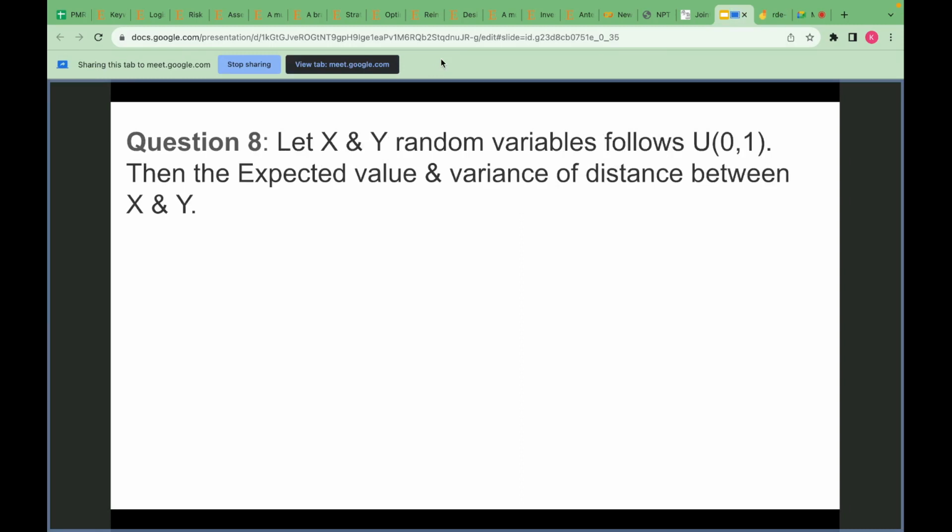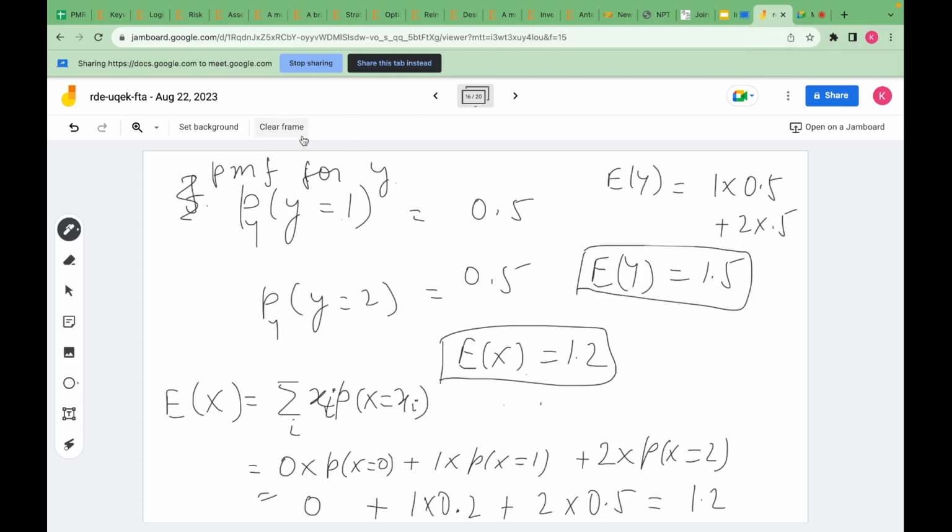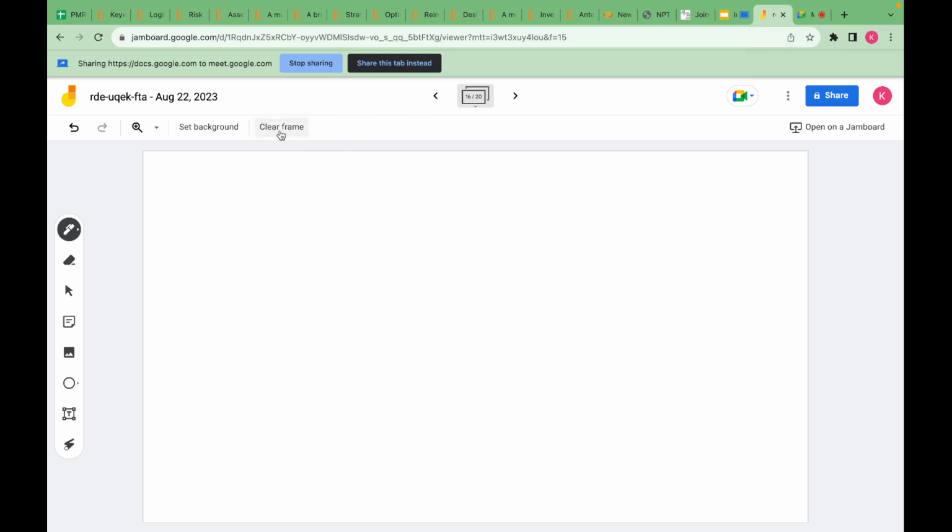Let x and y be random variables which follow a uniform distribution from 0 to 1. Then we need to find the expected value and variance of the distance between x and y. What is the distance between x and y? What does the sentence mean? Distance is nothing but the difference, which is x minus y. So we need to find the expectation for this x minus y and the variance for x minus y.